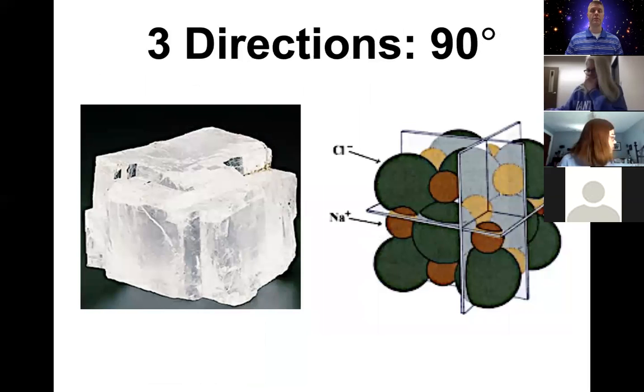You could have cleavage in 3 directions at 90 degrees. Each plane is perpendicular to the other ones. So this is going to give you a cube type shape as a result, after it breaks.